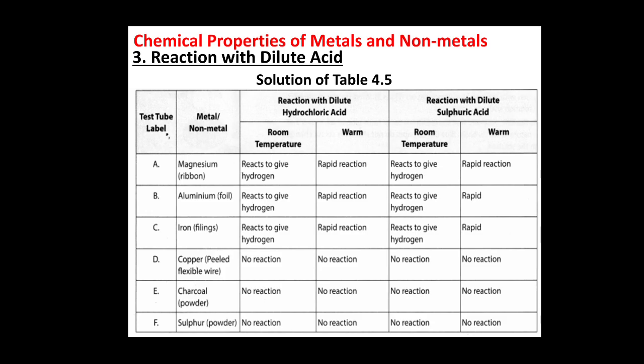First of all, just see, magnesium ribbon, that is a metal, isn't it? When we put dilute hydrochloric acid at room temperature, what will happen? It gives rise to hydrogen. But when we warm it, the reaction becomes rapid. So generally, in most cases, you will see that when we warm it, the reaction becomes rapid, okay, and at room temperature it gives rise to hydrogen gas.